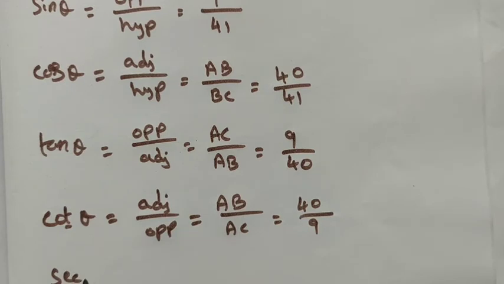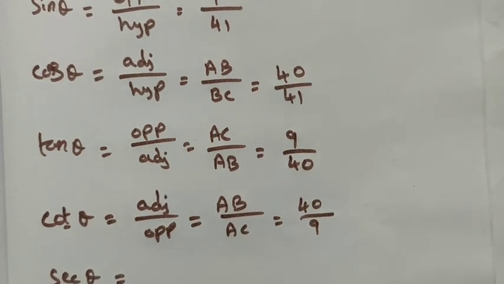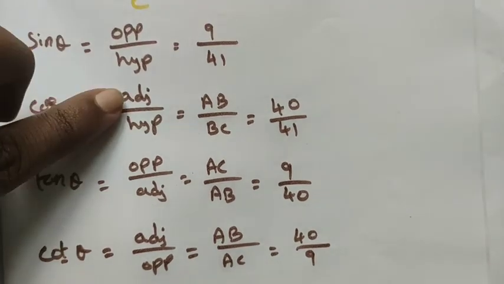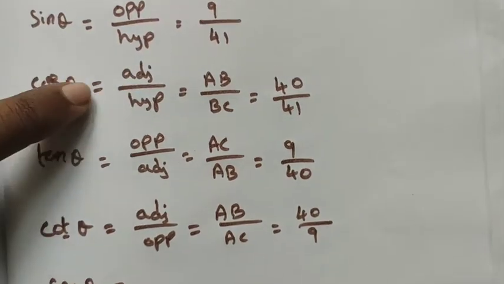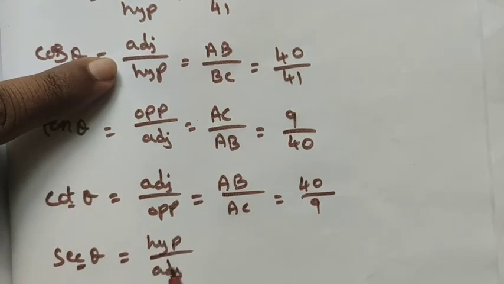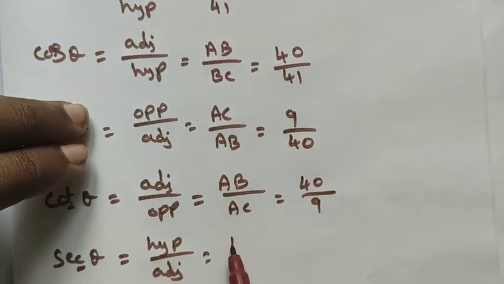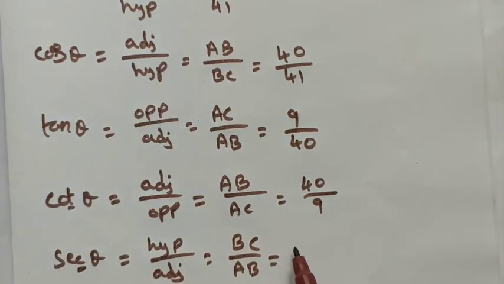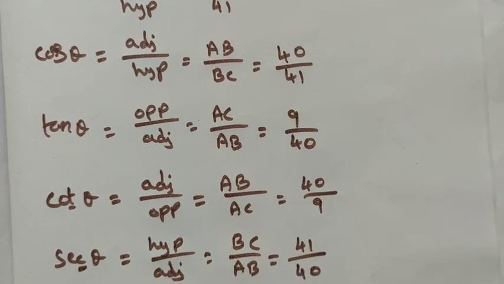And then secant theta, third letter is C, the reciprocal of cos. What is the cos? Adjacent divided by hypotenuse. Reciprocal means we turn it upside down, right? Hypotenuse side divided by adjacent side. If you take the reciprocal of this, we get BC divided by AB. Then the answer is 41 divided by 40.